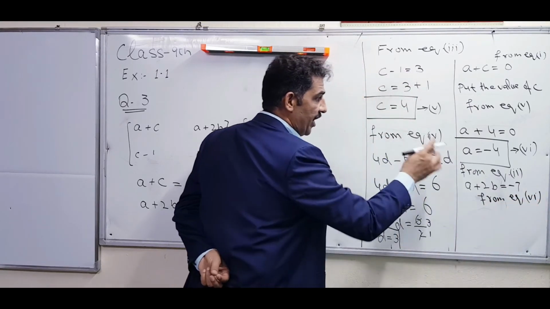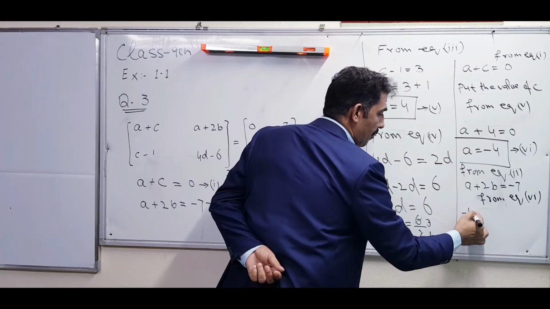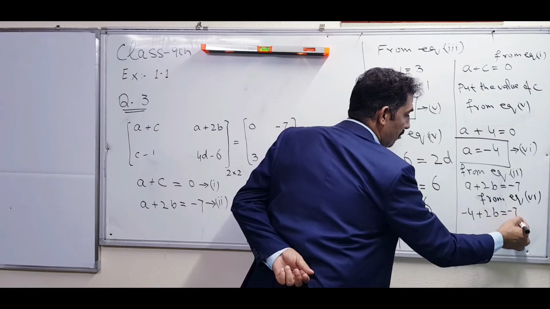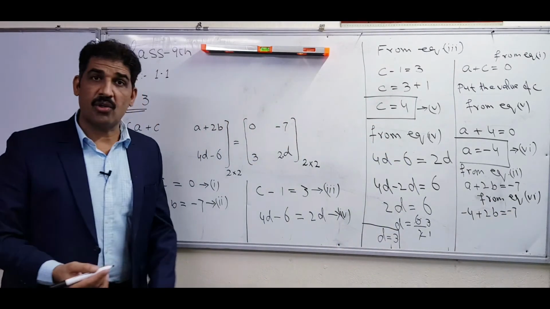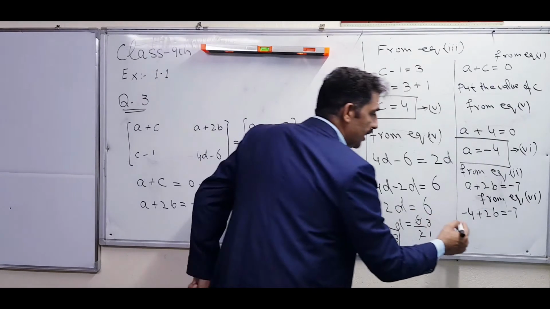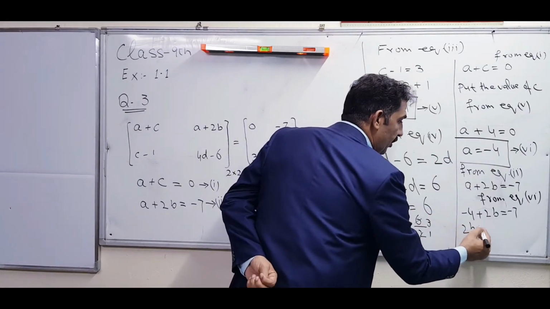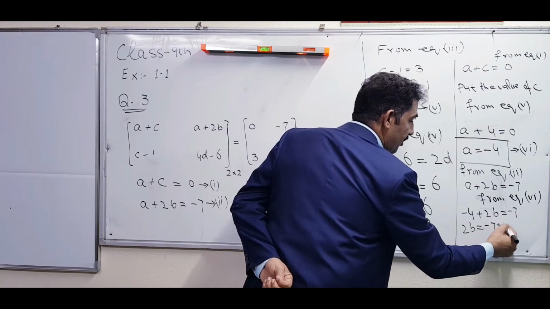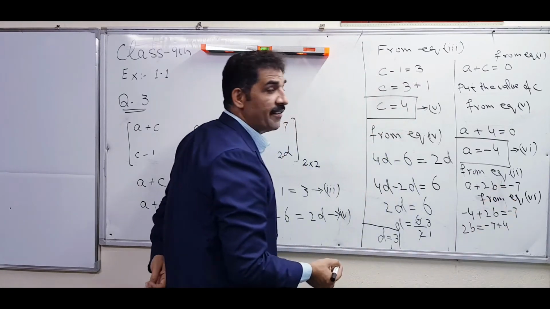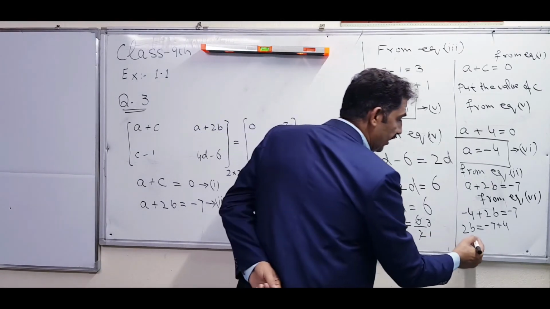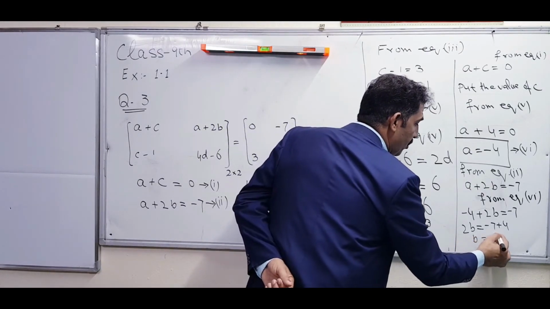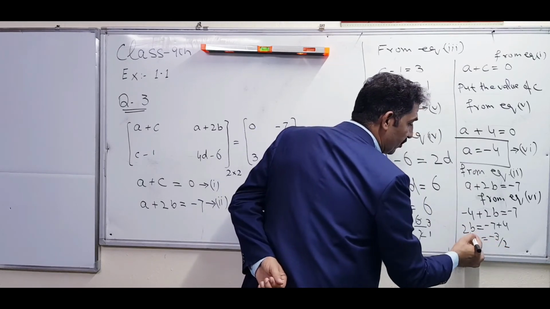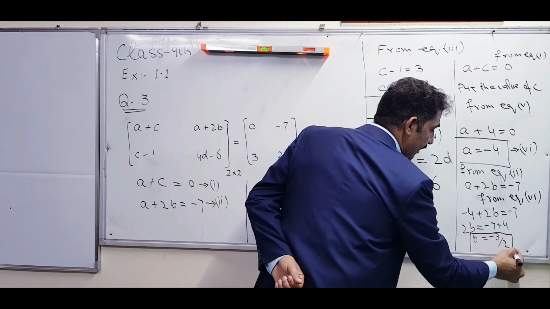From equation 6, the value of A is equal to minus 4. We will write it here: minus 4 plus 2B is equal to minus 7. So shifting minus 4 to the other side. Good. So it will become 2B is equal to minus 7 plus 4. So minus 7 plus 4, what is that? Minus 3. So B is equal to minus 3 over 2. Here 2 is multiplying, so on the other side it divides. So that is the final answer of B.